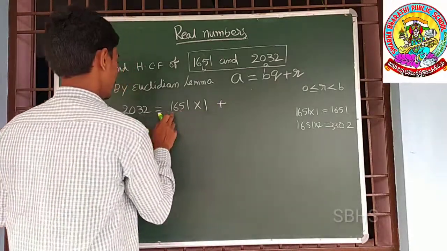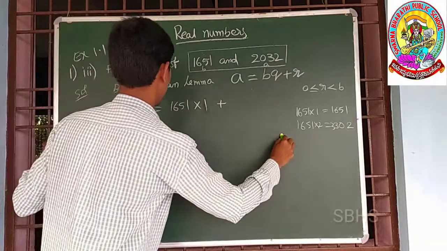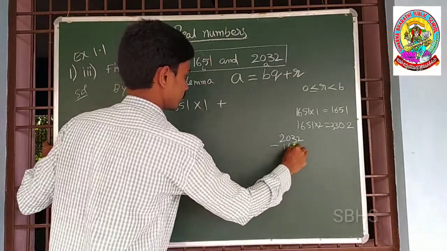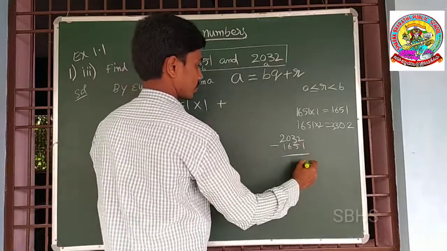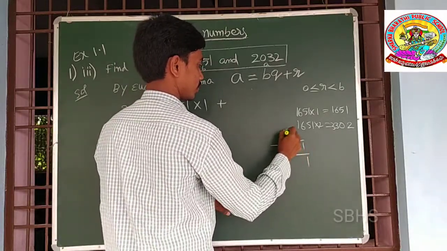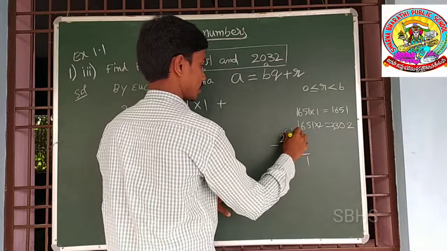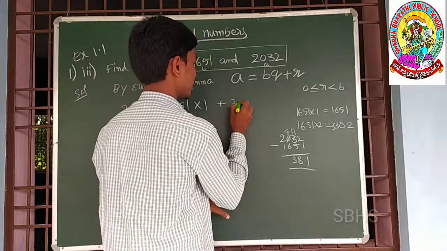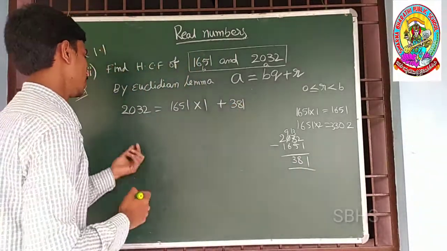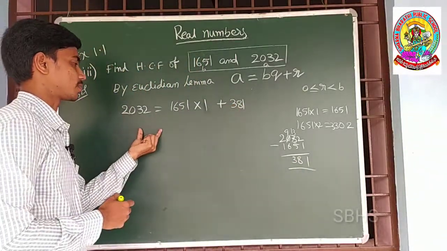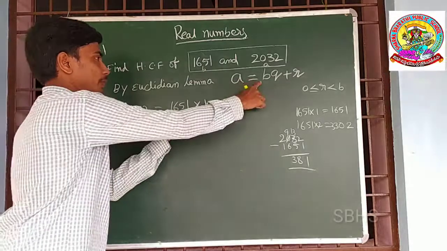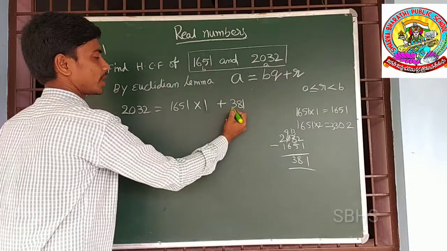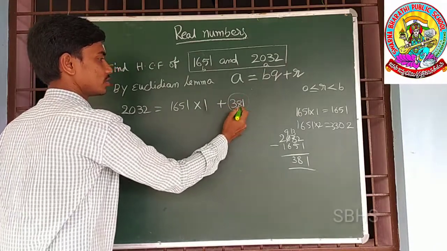By simply doing subtraction: 2032 minus 1651. 2 minus 1 is 1, 3 minus 2 is not possible, so it becomes 13 and 9, 8, 9 minus 6 is 3, giving 381. So 2032 is expressed in the form of b into q plus r. Now here the remainder is 381.